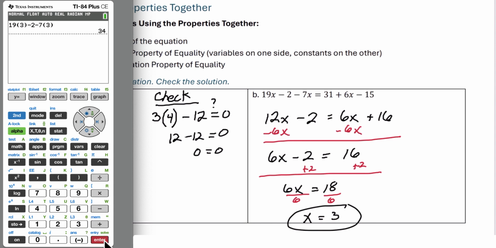And on the left side, we get 34. Let's do the same thing with the right side of the equal sign to make sure we get the same thing. 31 plus 6 times, replace x with 3, minus 15. We get 34 in both cases. So that's 34 equals 34, which is a true statement, which tells us 3 is the correct answer.